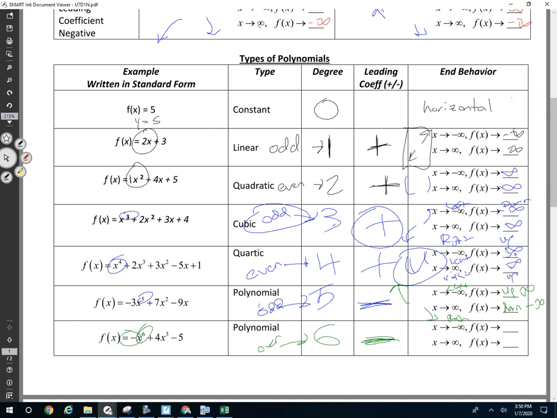But if I have a negative in front of x to the sixth, what will it look like now? Go. Use your arms. x to the sixth with a negative in front of it. x squared, x fourth, x sixth, negative x squared, negative x fourth, negative x to the sixth. If I look to the left, I'm going down. And if I look to the right, I'm going down. Okay? That's simple.